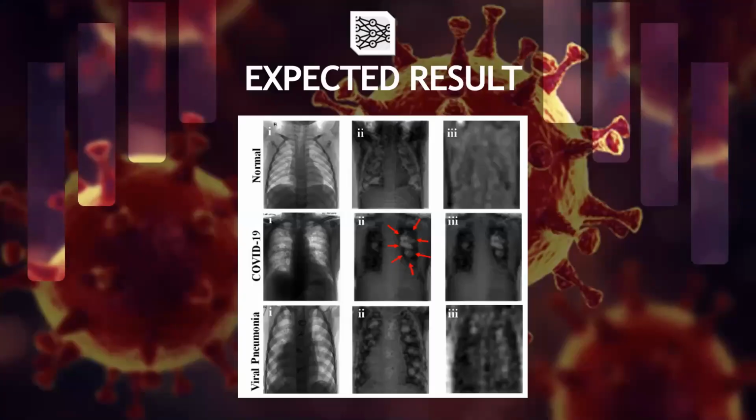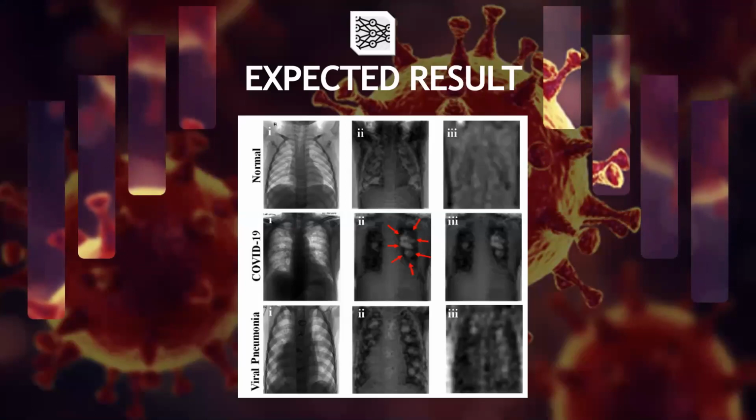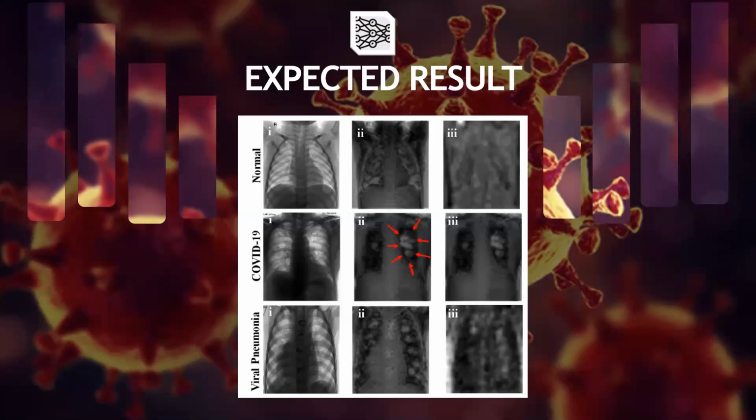So as you can see, these are the expected results. We can get normal, viral, and COVID-19 pneumonia.